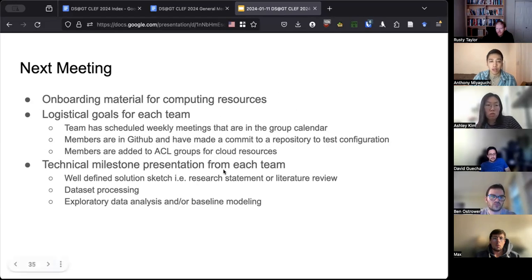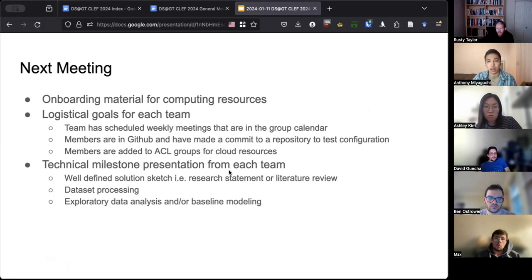By next meeting, there are some logistical goals that I've already mentioned at the beginning of the meeting. Everyone should be in a scheduled weekly meeting, everyone should be in an ACL group, and everyone should be in GitHub. And everyone should test their access to things. Just making sure that you're all set up will make it easier for you to get started and to play around with the problem.